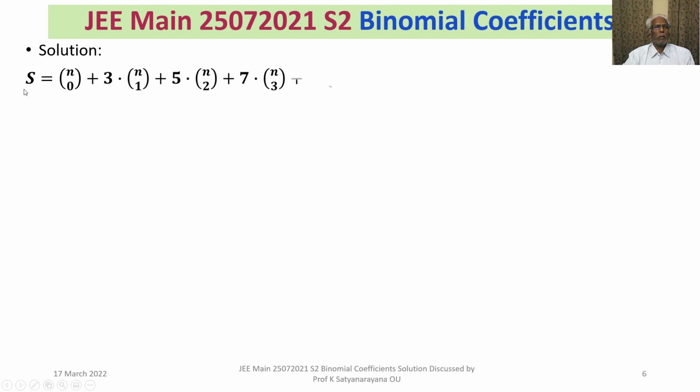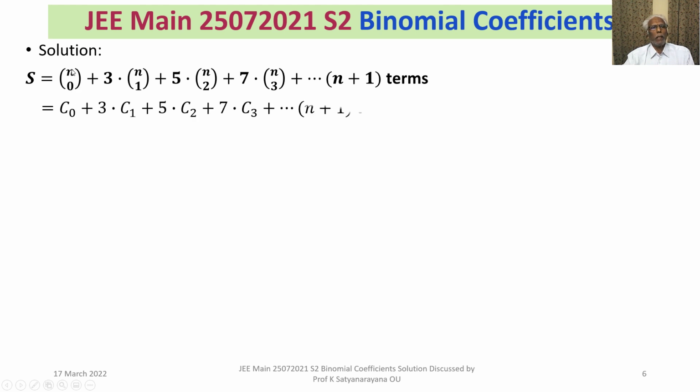So, let S is equal to nC0 plus 3 times nC1 plus 5 times nC2 plus 7 times nC3 plus up to n plus 1 terms. Let us call this equation. And now we write for nC0, nC0 plus 3 times nC1 is C1 plus 5C2 plus 7C3 plus etc. up to n plus 1 terms, where nCr is capital Cr.